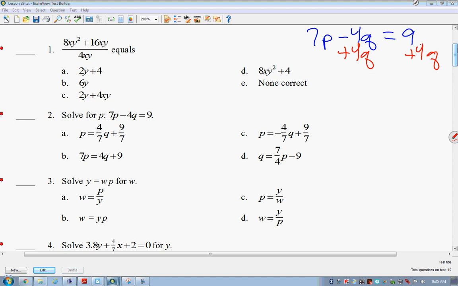So we call that the addition property of equality, right? And we'll go ahead and rewrite this as 7p equals 4q plus 9. Does that make sense? All right. What else needs to move, Blayton? They didn't ask me what does 7p equal. They said what does p equal, right?